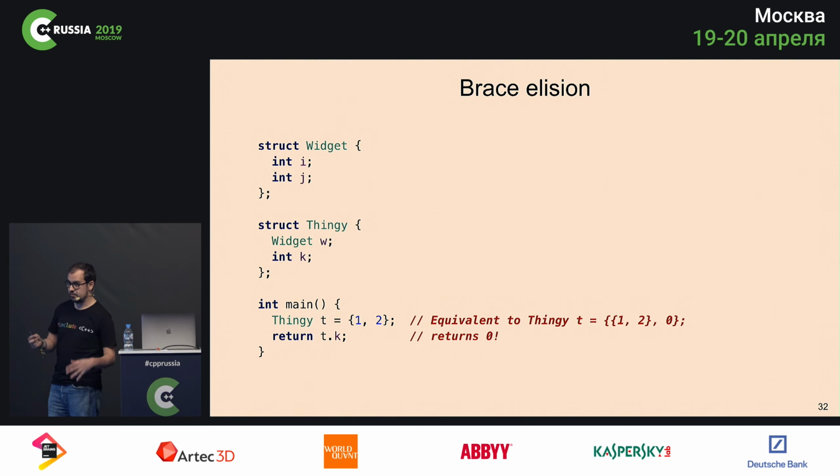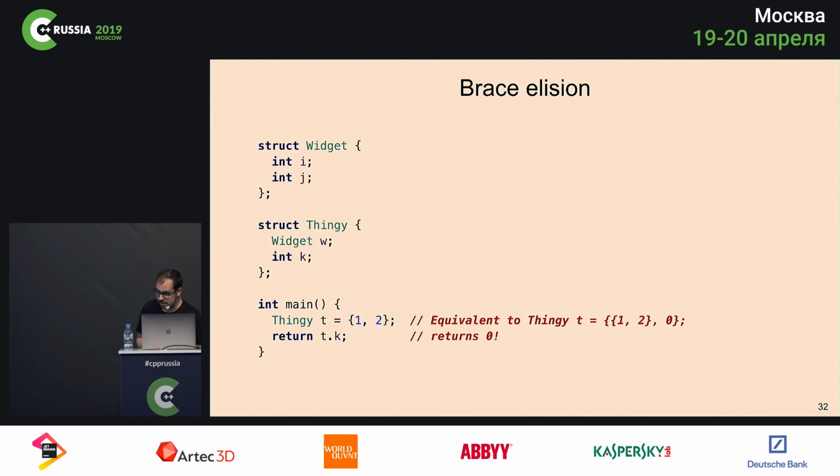So the way it works is if you have a sub-aggregate, which are these nested aggregates, then obviously you can initialize them by nesting the braces. But then you can elide those braces, which means you don't have to write the nested braces. And then basically what it does is kind of like recurses into the sub-aggregates, and this is the order in which it's going to initialize them. So 1 and 2 is actually the same as 1, 2, and 0, because 1, 2 is going to apply to the widget, and then the int k doesn't have an initializer, and then it's going to be zero initialized. So that's a bit tricky. Sometimes it's not really clear what's going on there if you have sub-aggregates.